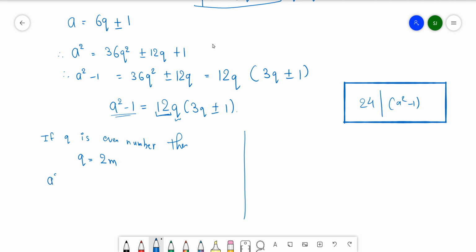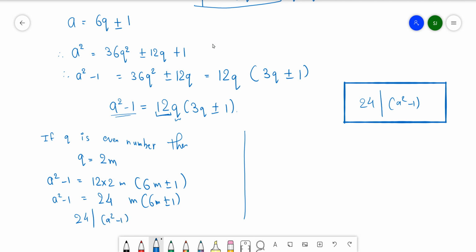So a square minus 1 is equal to 12 times 2m. Over here also you can write it as 6m plus or minus 1. But what was important for us is to find this 24 in it, right? So from this I can conclude 24 divides a square minus 1. Okay. So if my q is an even number, we are done.